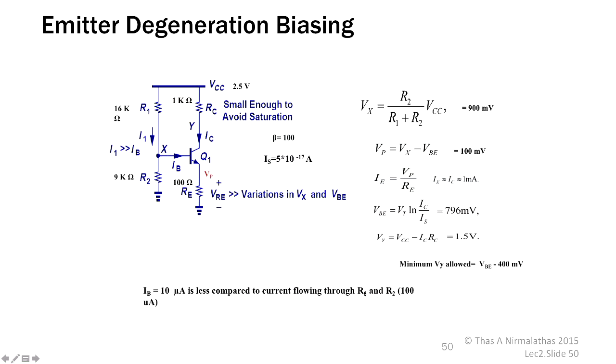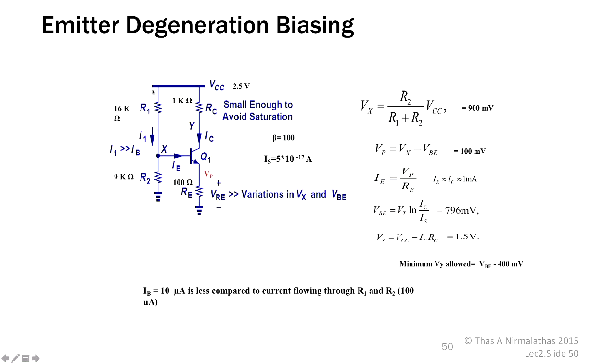So that is the reason I said it's very, very small. And then current flowing through R1 and R2, you can find out Vcc divided by 16K plus 9 kilo ohm, then you will get 100 microamps. So your Ib is much, much less than the current flowing through R1 and R2.